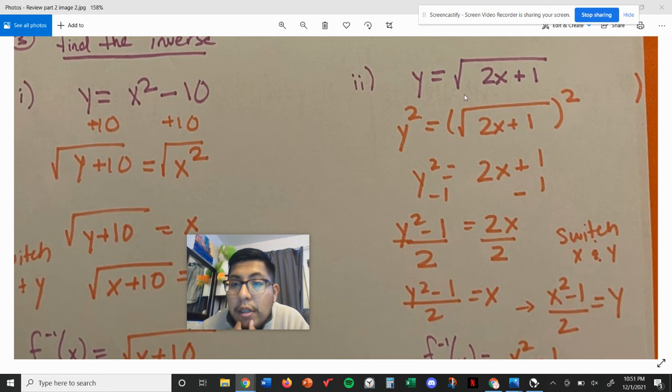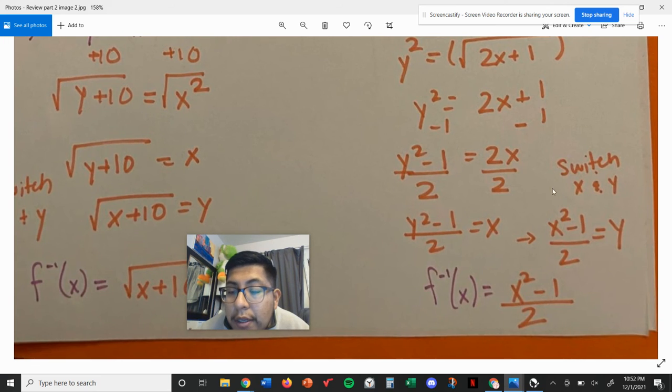Now for this one, you have to square both sides, not square root, square, because that's the opposite of square rooting. Over here it cancels out the square root, but I still have a square on the left side now. Over here I subtract 1, then I divide by 2. Now the x is by itself on the right side, and then I switch the variables, and my inverse is x squared minus 1, divided by 2.